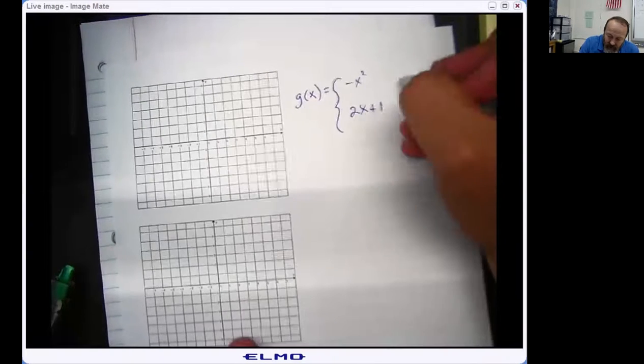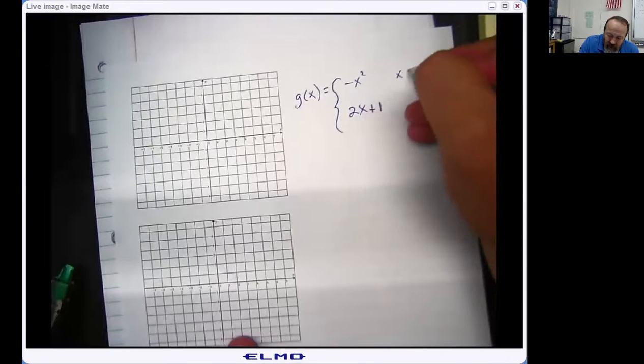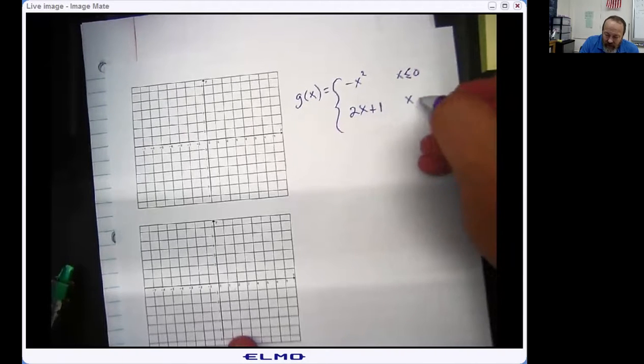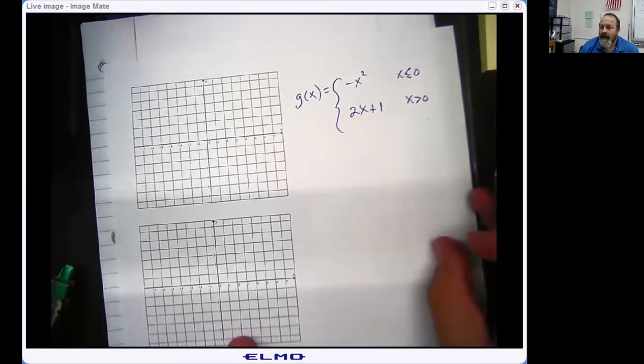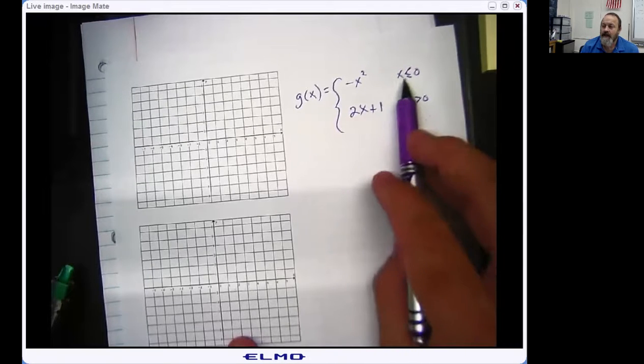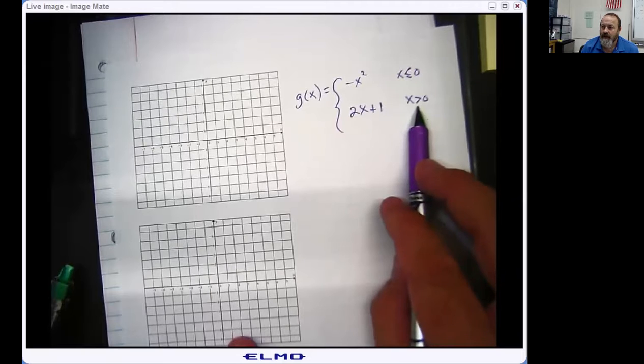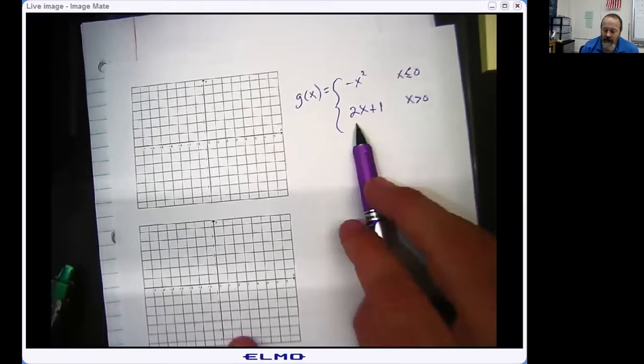Now, as it turns out, this line right here is actually only the parabola for values of x that are less than or equal to 0, and the line exists for things that are above 0. That's still a function because this would only exist for values below or equal to 0, whereas once you hit above 0, it jumps to this one.